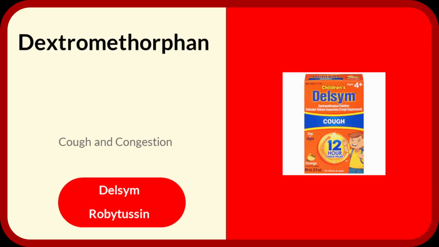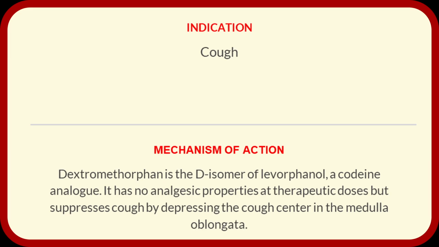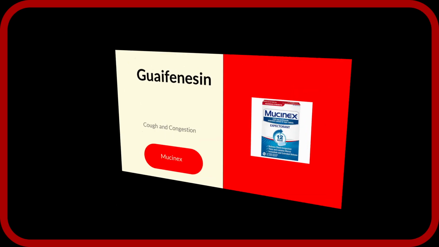For cough and congestion, we have dextromethorphan, which has brand names like Delsym or Robitussin, and is used for cough. Dextromethorphan is the D-isomer of levorphanol, a codeine analog. It has no analgesic properties at therapeutic doses, but suppresses cough by depressing the cough center in the medulla oblongata.